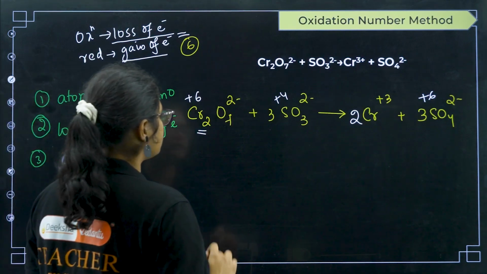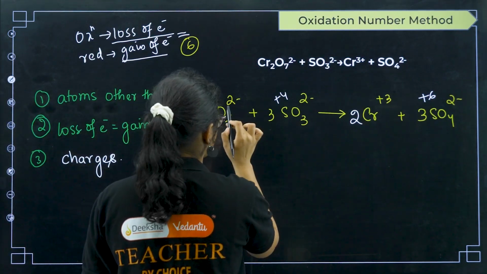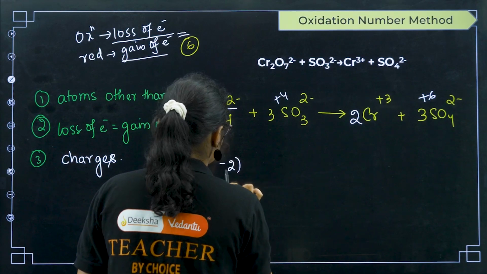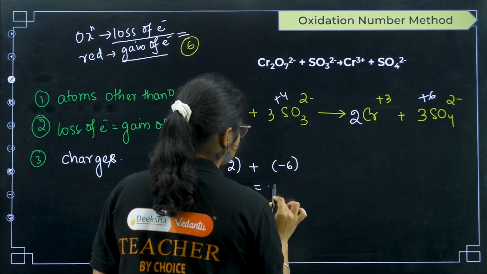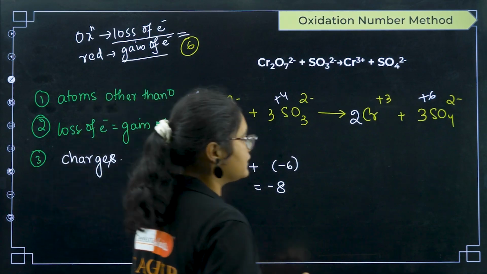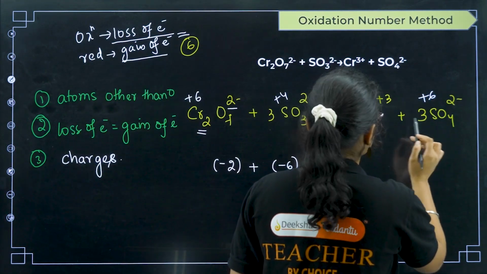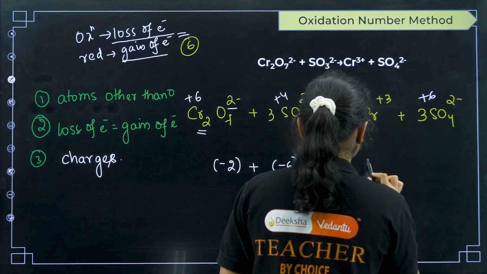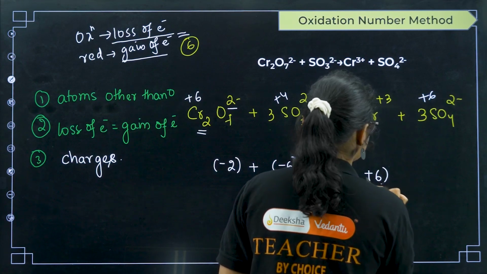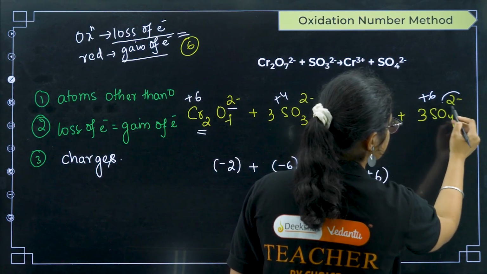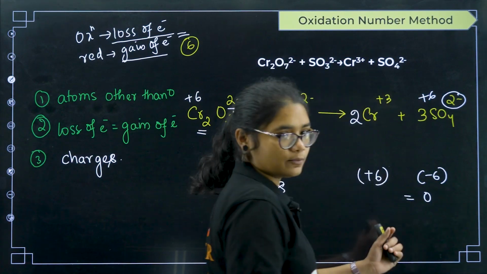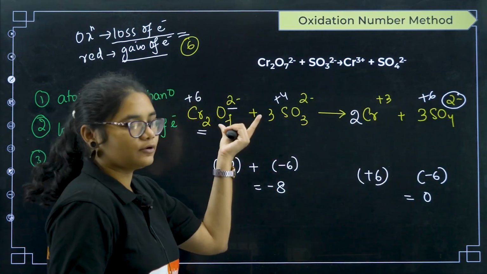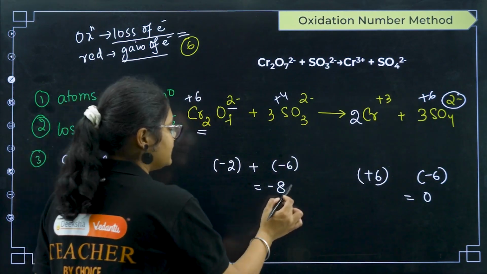Okay, so now here you see we have a total charge of -2, plus 3 minus 2, that is -6, which is equal to -8. And what is the charge here? Here the charge is 2 plus 3, this is +6, right? And here the total charge is -2, 3 times, so -6. So this side the charge is 0, right? So I have to make this side also 0. But you see we have -8.